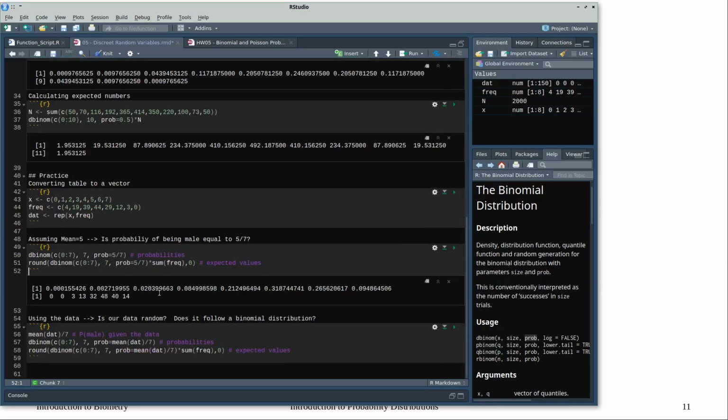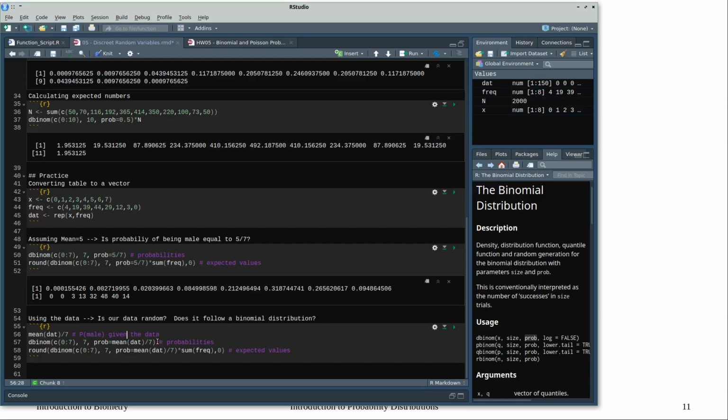Now if we use the data, then what we're asking is, is our data random? Does it follow a binomial distribution? We don't have our probability of success, so we have to calculate it. How do we do that? Well, as I told you, it's the mean of our data set. And in order to calculate the mean, I had to first convert our frequency table into a vector, which is what I did. So take the mean of our vector divided by 7, that's our out-of, and this is the probability of being male given the data.